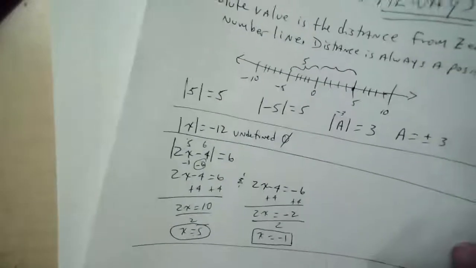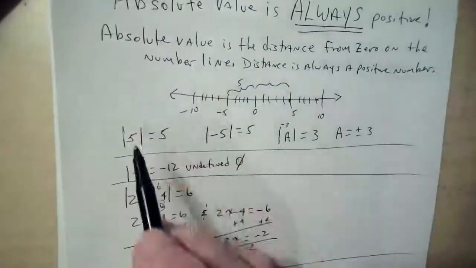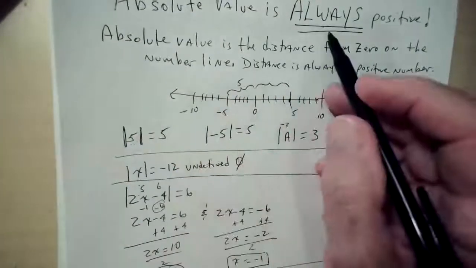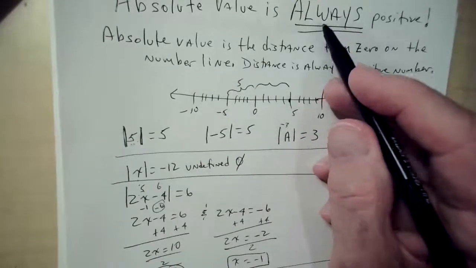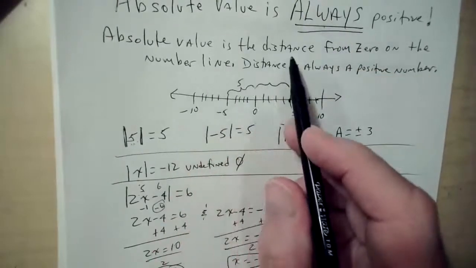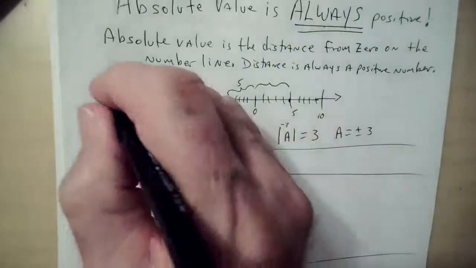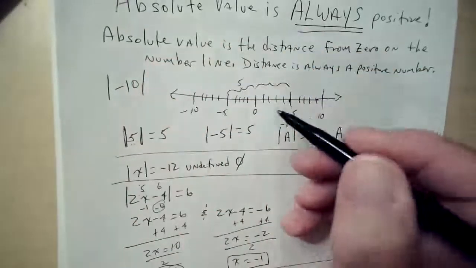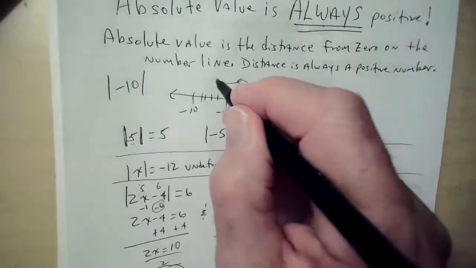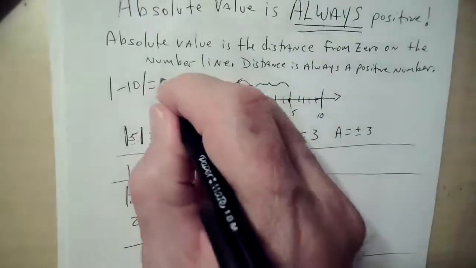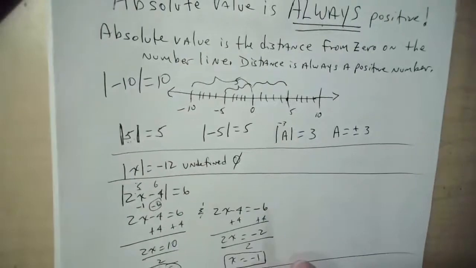Now we do the same thing for inequalities. Mr. Jimenez, did you see this? Absolute value, that's what these little lines here mean. Absolute value is always positive because absolute value is how far it is from 0 on the number line. So the absolute value of -10 is this distance here. And how far is this? 10. Always positive.